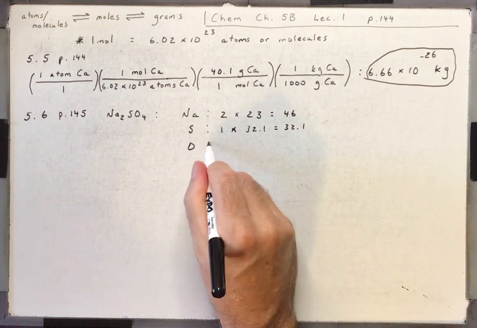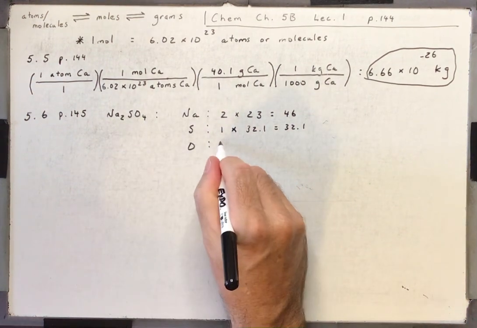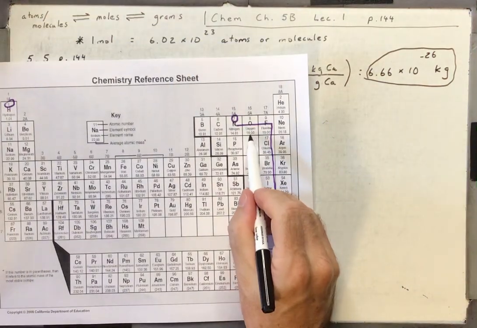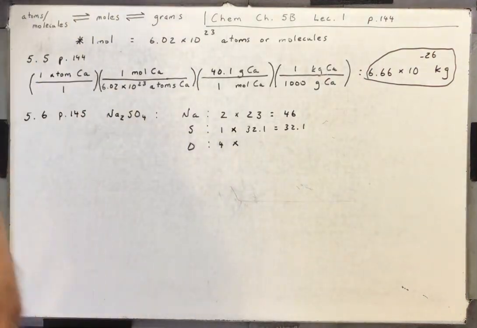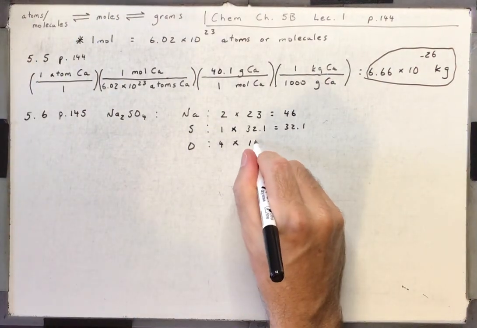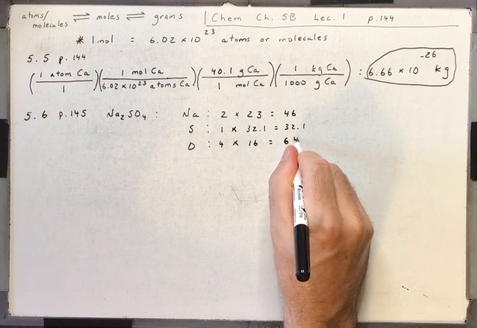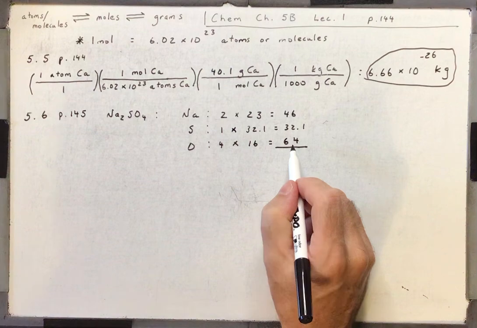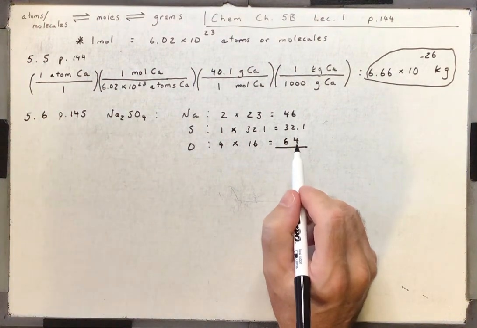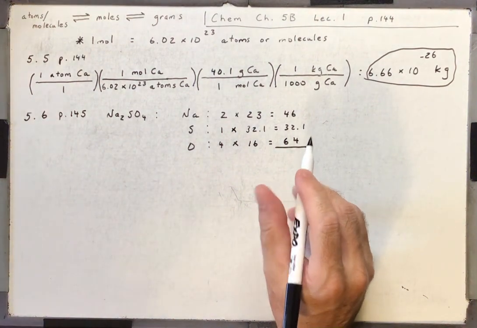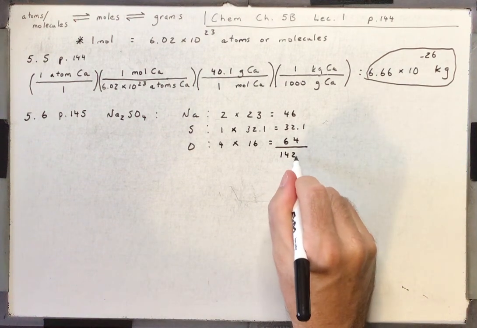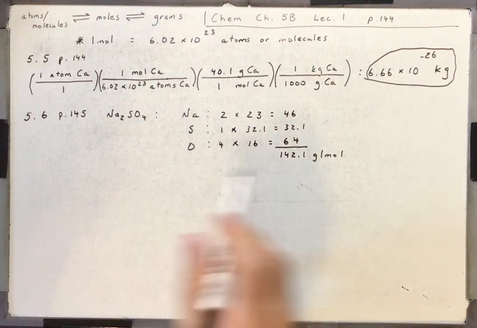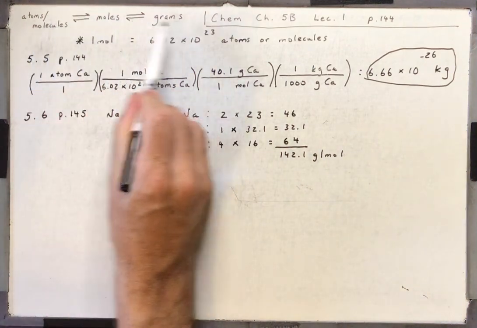And then for oxygen, there's 4 oxygens. Each oxygen, look at the periodic table, weighs 16 grams per mole. So that's 64. So if we add those 3 numbers together, we're going to get 142.1 grams per mole. So that's just our initial step. Now we can go through this.